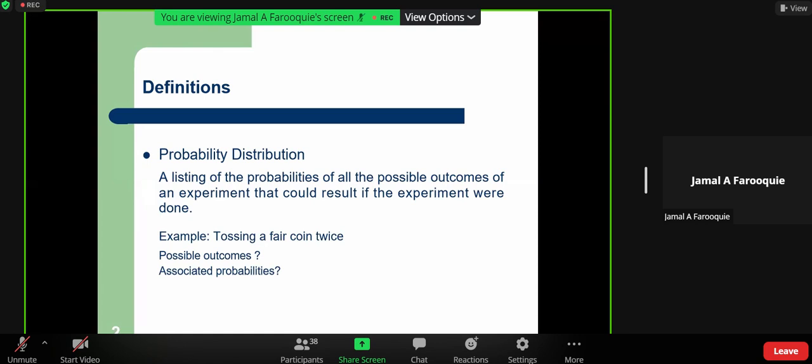For example, if we talk about tossing a fair coin twice, as we have done yesterday, and we are interested in, say, the number of tails only. We are interested in the number of tails as a result of tossing a fair coin twice. So what are the possibilities of having some number of tails?